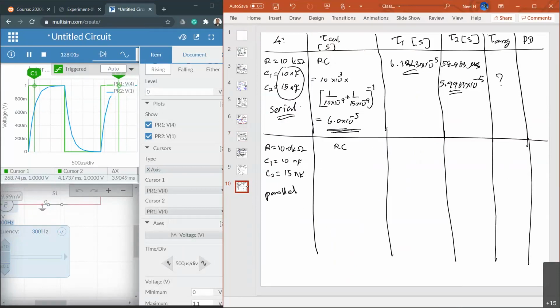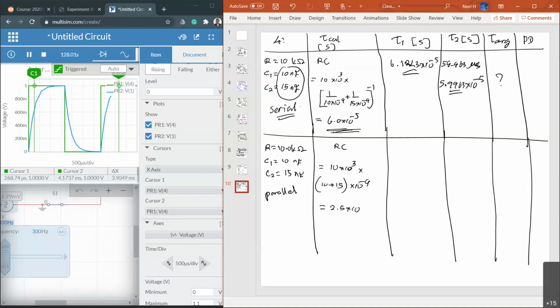So the R is the same, 10 times 10 to the positive 3, multiplied by parallel capacitors, which means you directly add both of them, 10 plus 15 times 10 to the minus 9. So that will give you the calculated time constant. Let's do that calculation first. So what we get, I have 10 times 10 to the power positive 3 times 10 plus 15, 25, times 10 to the power minus 9. So I'm getting 2.5 times 10 to the negative 4.